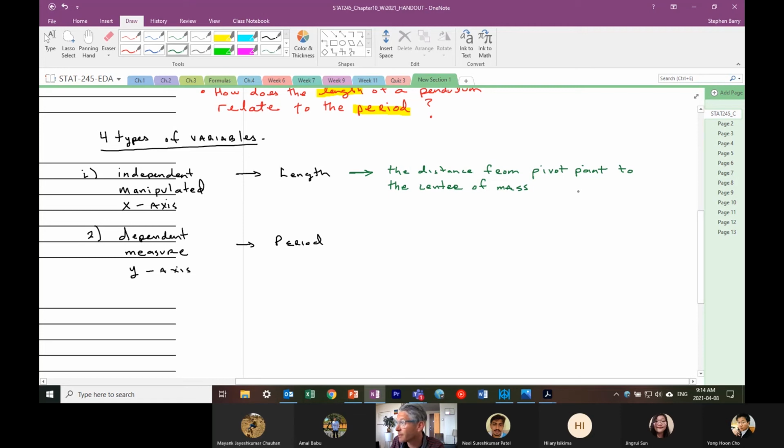Like if you have, let's say again, this is your lightweight cord, just a piece of string, it's not going to weigh very much. Let's say the mass of this thing is like 5 grams or something.